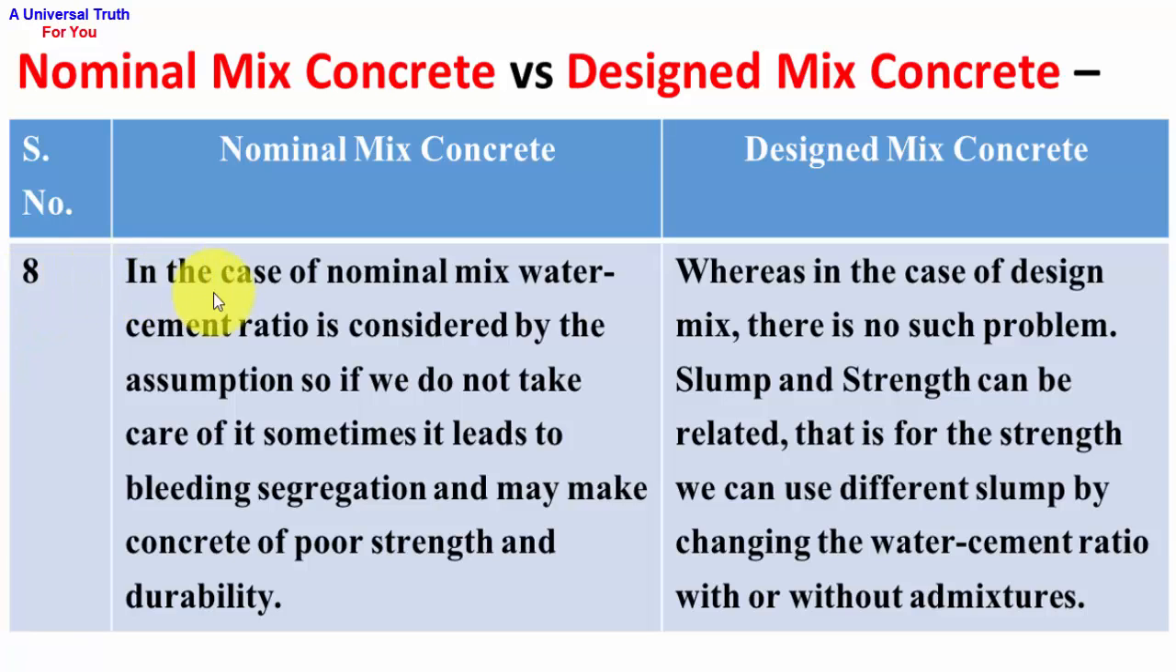Number 8, in the case of nominal mix, water cement ratio is considered by assumption. So, if we do not take care of it, sometimes it leads to bleeding, segregation and may make concrete of poor strength and durability. Whereas in the case of design mix, there is no such problem. Slump and strength can be related. That is, for the strength, we can use different slump by changing the water cement ratio with or without admixtures.